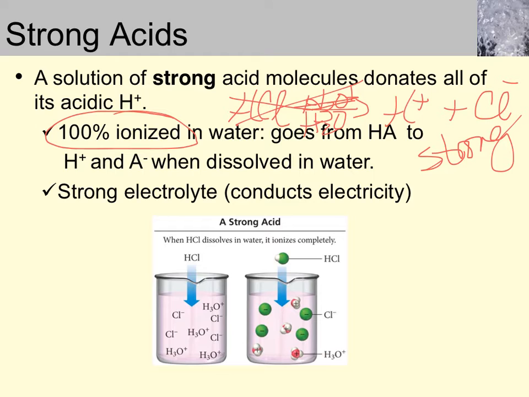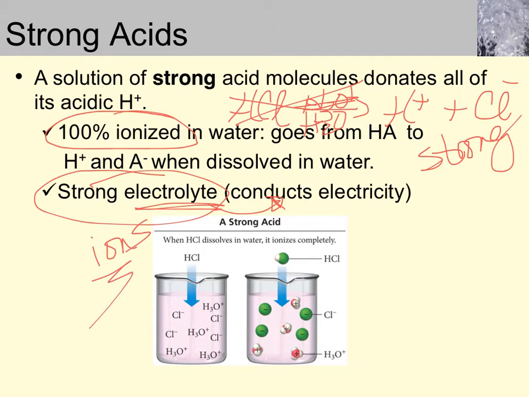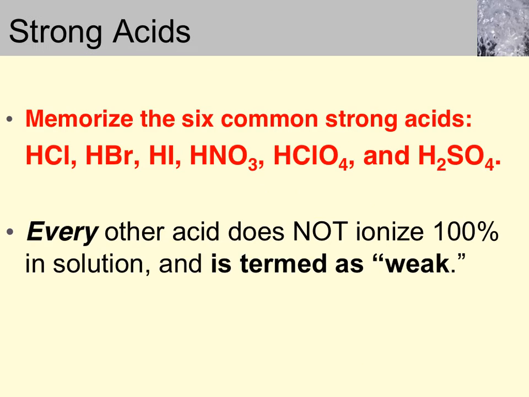Strong acids and bases are also strong electrolytes. If you remember, an electrolyte is simply something that conducts electricity. In order for an aqueous solution to conduct electricity, it must contain ions. So of course, a strong acid or strong base in aqueous solution also strongly conducts electricity, is a strong electrolyte.